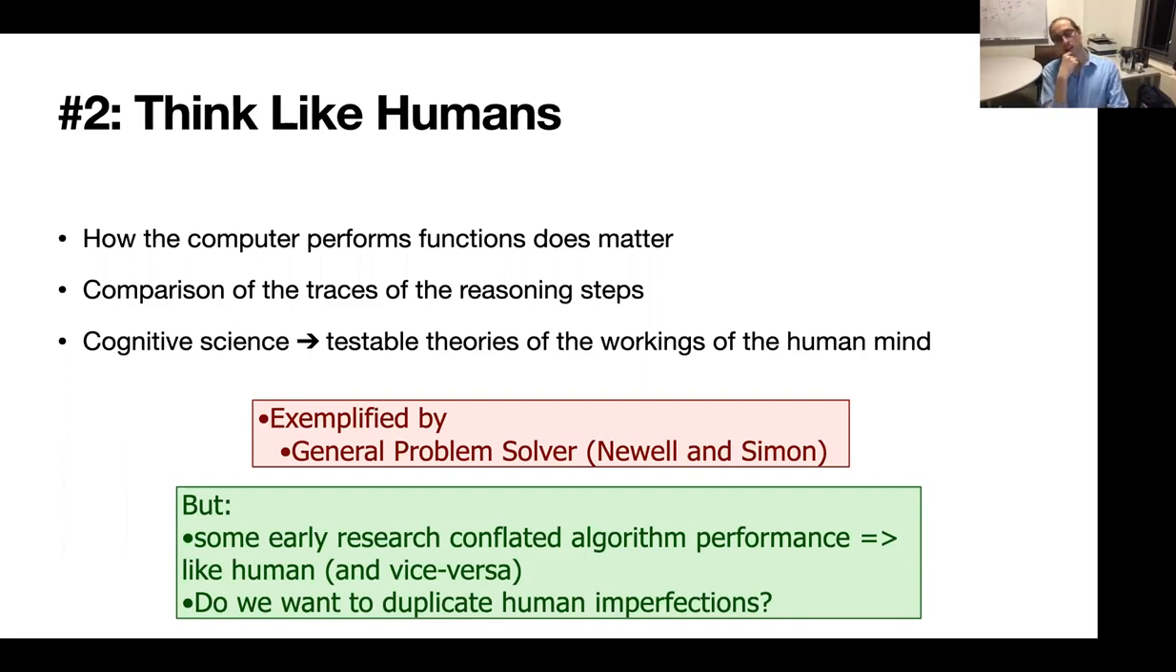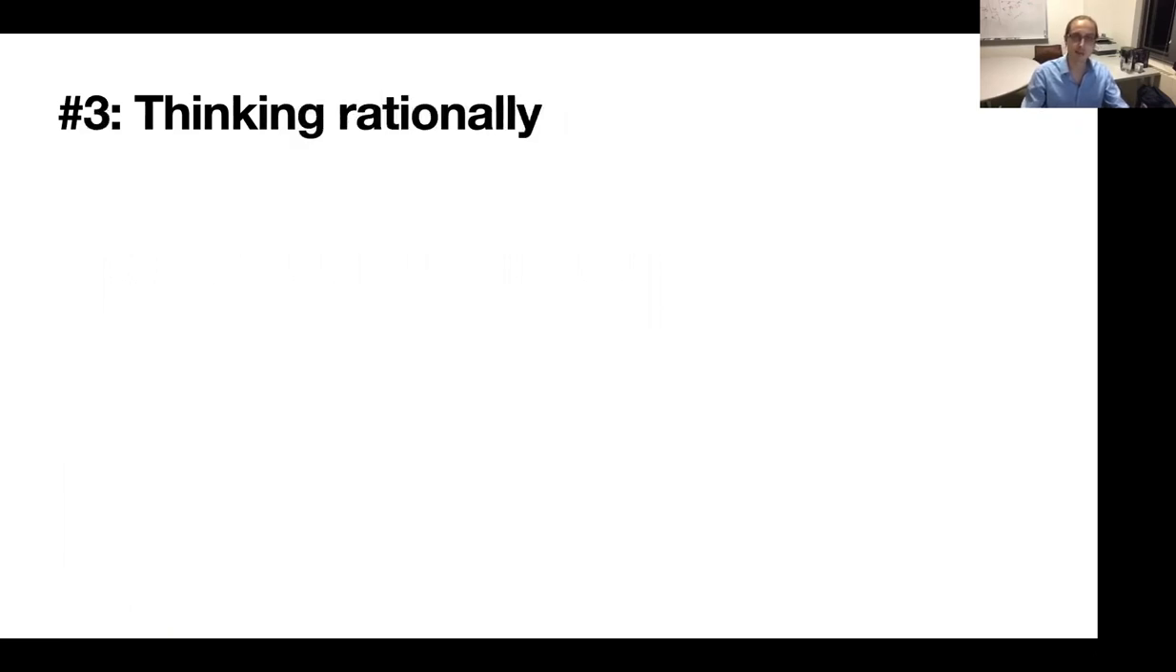But another key question that comes here when we try to make machines imitate humans is, for example, do we also want to duplicate human imperfections? Sometimes humans make a lot of mistakes and have a lot of biases in their thinking process, in their behavior. Do we want to take the same biases that humans have sometimes? Maybe not. This raises quite a few ethical questions as well when we build the systems.